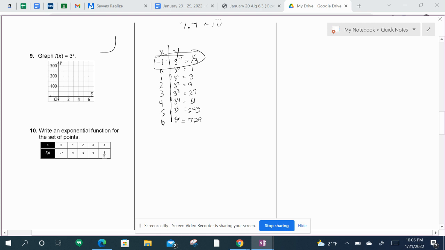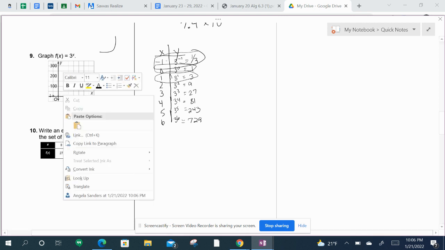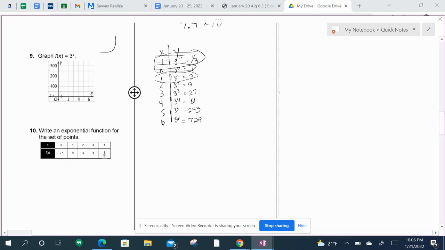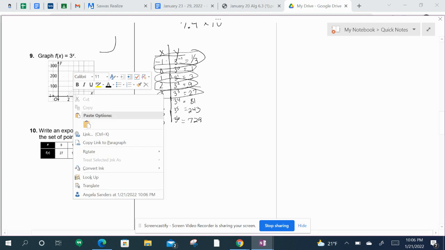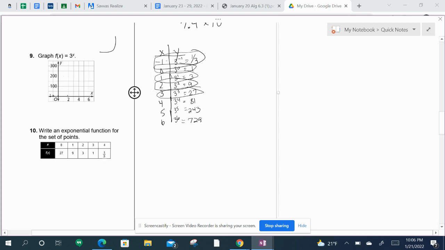So when X is negative 1, Y is 1/3, basically right there on the x-axis. When X is 0, Y is 1, still looks like it's about on the x-axis. When X is 1, Y is 3, so over 1 up 3, that's still pretty much right there on the x-axis. 2, 9, still looking pretty close on the x-axis. Finally, when I get to 3, I'm up to 27. You can start to see it raise up off of that point.